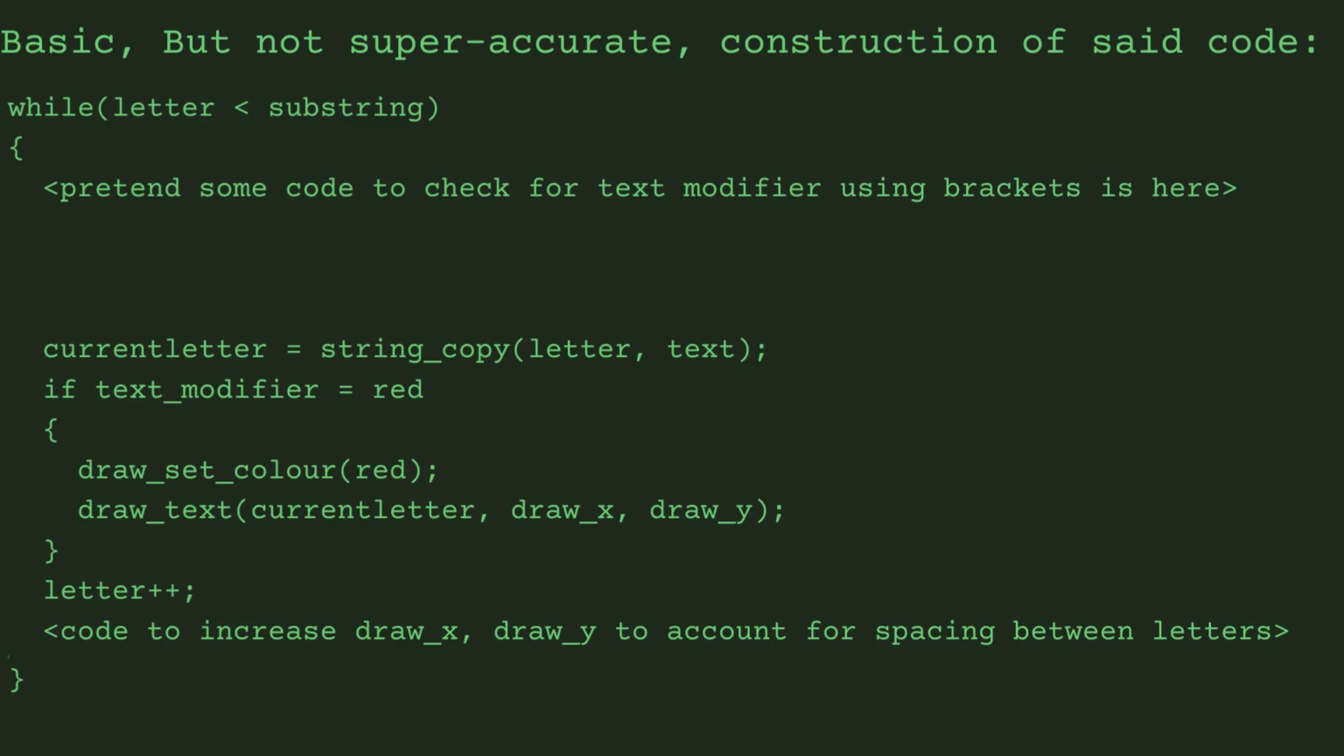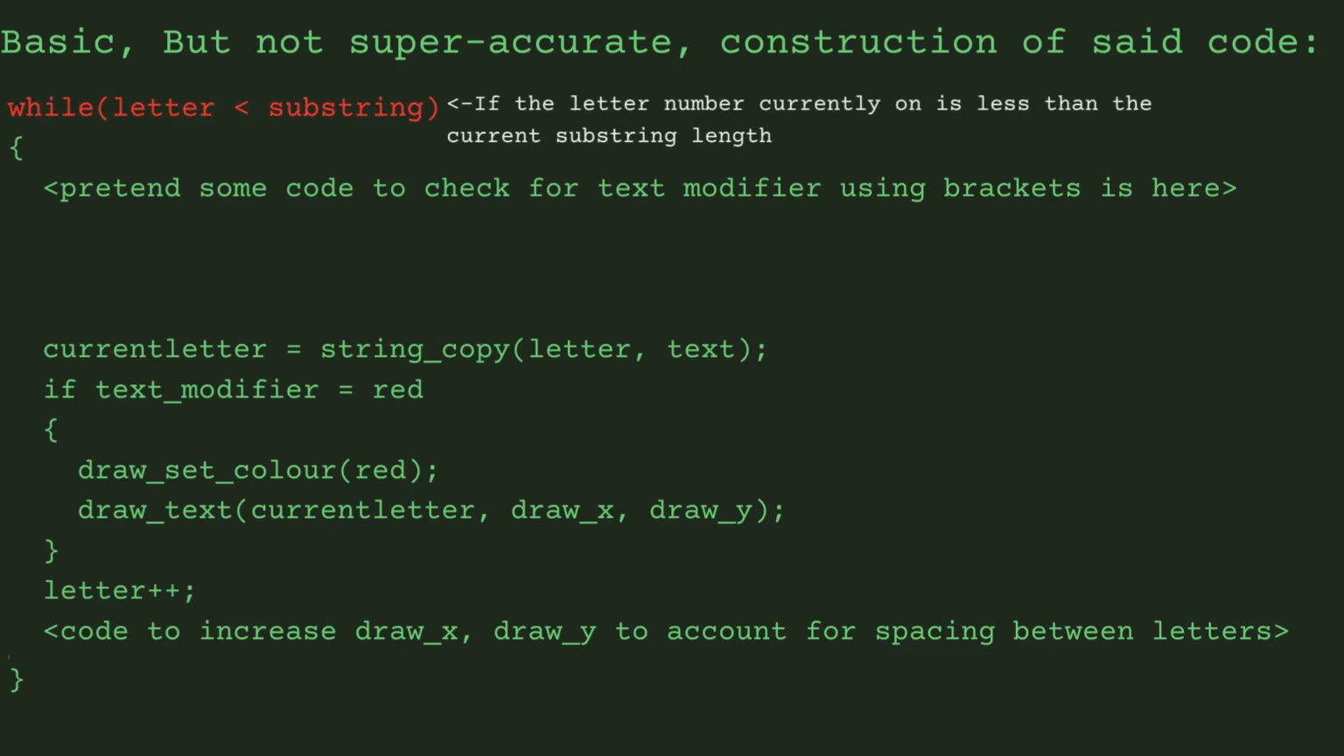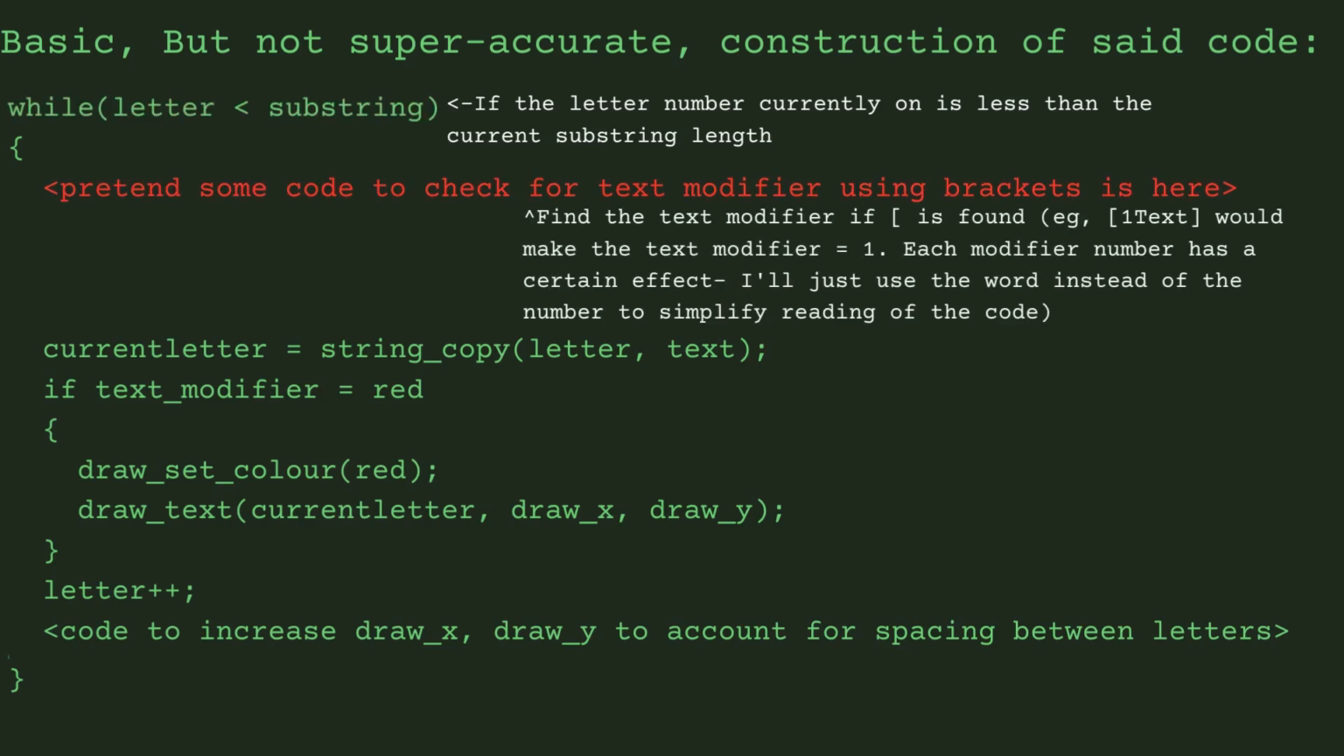So here is a basic but not super accurate construction of said code. There is a while loop that goes through each letter of the substring, so it actually is drawing each letter individually. And then there is some code to check for a text modifier. So if a bracket is found, then it'll change the text modifier.